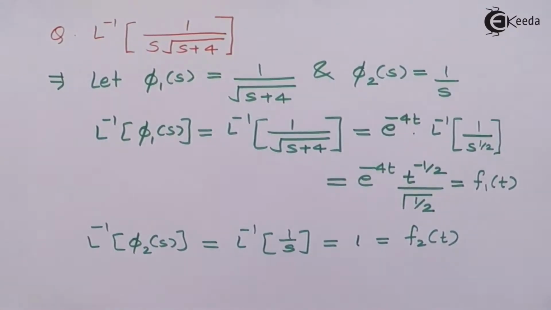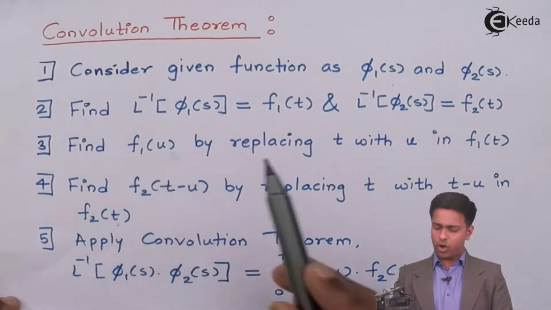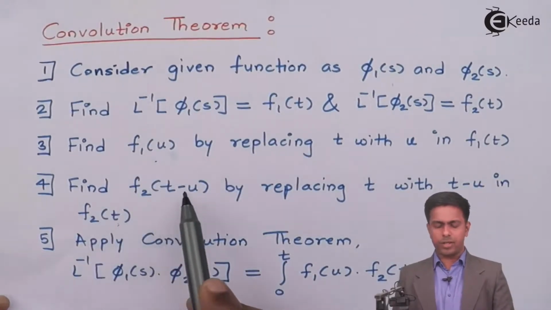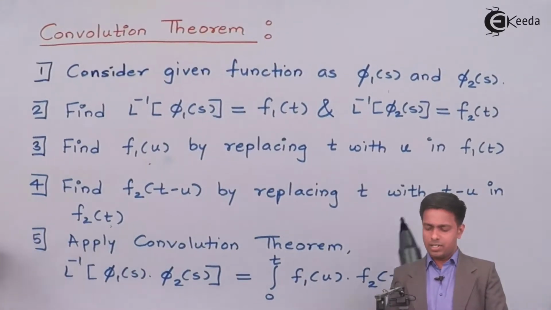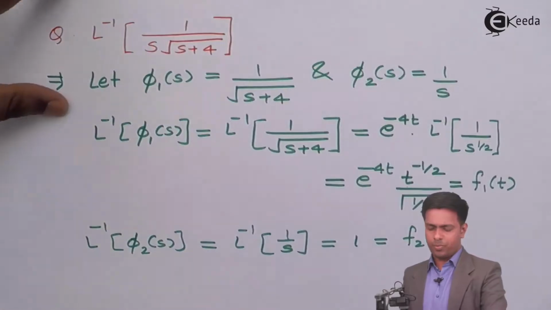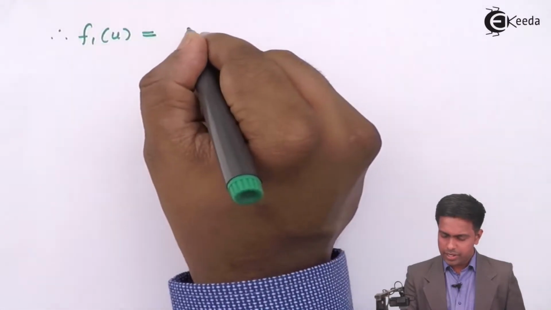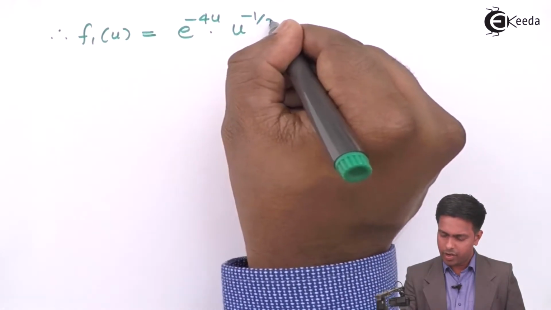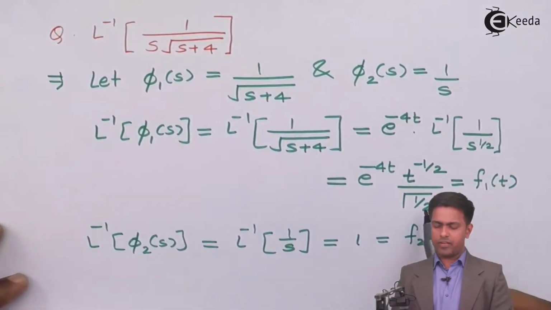So here I'm done with step number 2. Now let's start with step number 3, which says find f1 of u from f1 of t by replacing t with u. And step number 4 says find f2 of t minus u from f2 of t by replacing t with t minus u. So I'm going to do that. The value of f1 of t is this. I'm going to replace that t with u so that I get f1 of u. Therefore f1 of u is equal to e to the power minus 4u into u to the power negative half upon root pi, because the value of gamma half is root pi.